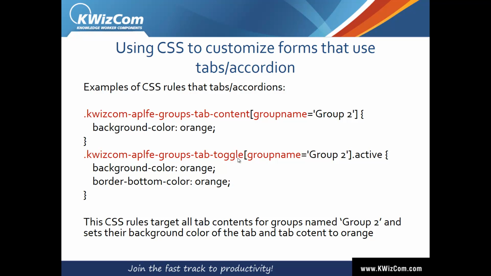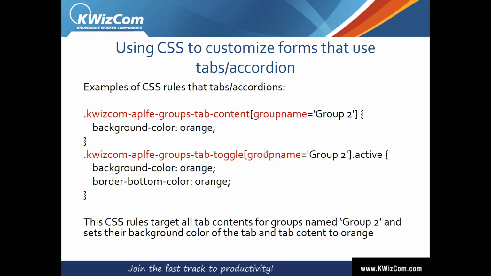These particular rules, what they're doing is I want all tab contents for groups named group 2 to have a background color of orange, and I want the tab color to also be orange when it's active. But when it's not active, just go back to the default color. So let's take a look at what this looks like live.